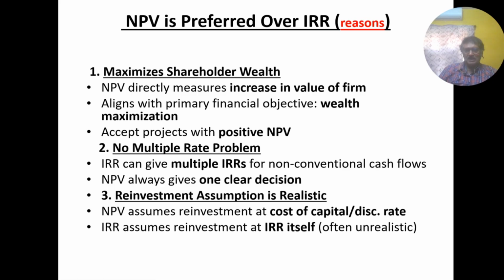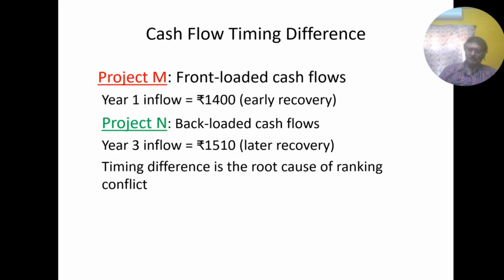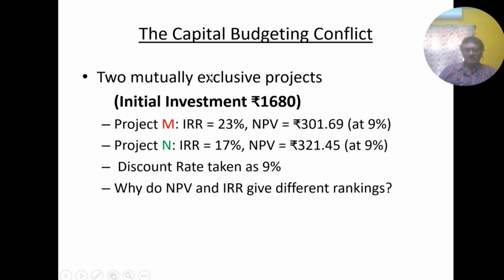And for that reason, I have analyzed the data with the help of NPV. Now, summarizing the results, we have already discussed the analysis, and this is the summary of the outcome. Initial investment is 1680 for both projects, project M and N. For project M, IRR is this and NPV is this at the discount rate of 9%. For project N, IRR is 17% and NPV is this at the discount rate of 9%. I have already shown this, just presented here.